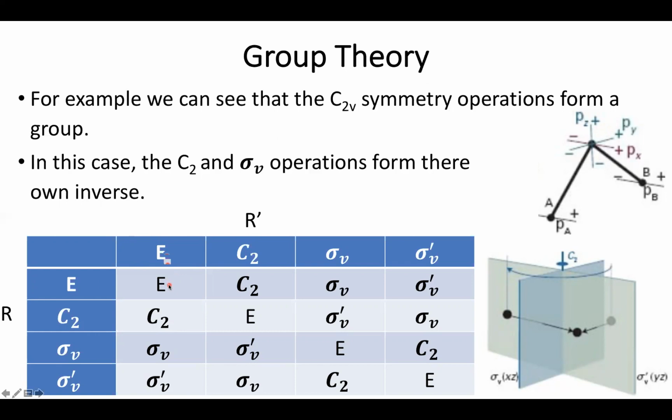Hopefully this makes sense. Or we also have this idea of I do nothing followed by a rotation gives me an end result of a rotation. Doing nothing followed by reflecting across the mirror plane gives me a reflection across the mirror plane. And doing nothing followed by a reflection across the other mirror plane gives me the reflection across the other mirror plane.